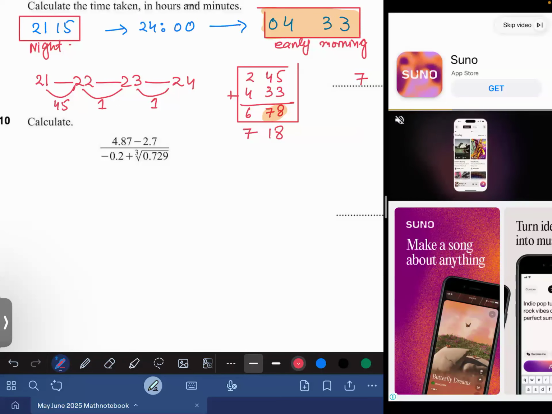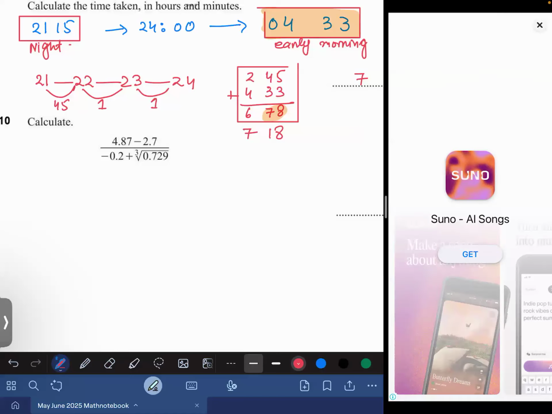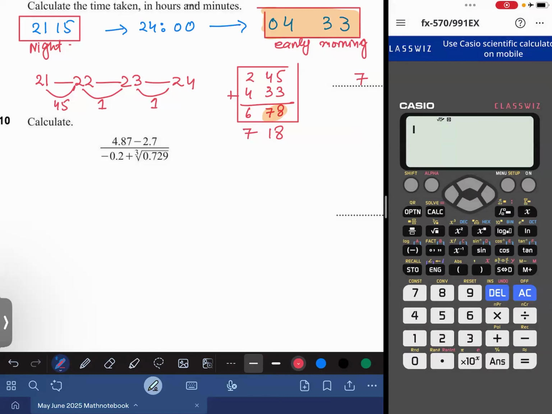It is use of calculator. So everybody, please calculate this in your calculator and keep your answer. Whenever I punch this in the calculator, we will tally the answer. Okay? So Zedan, you can see that this is a fraction first. Can you see that, Zedan? Yes sir, this is a fraction. So press the fraction button. It is 4.87 minus 2.7 divided by negative 0.2 plus.